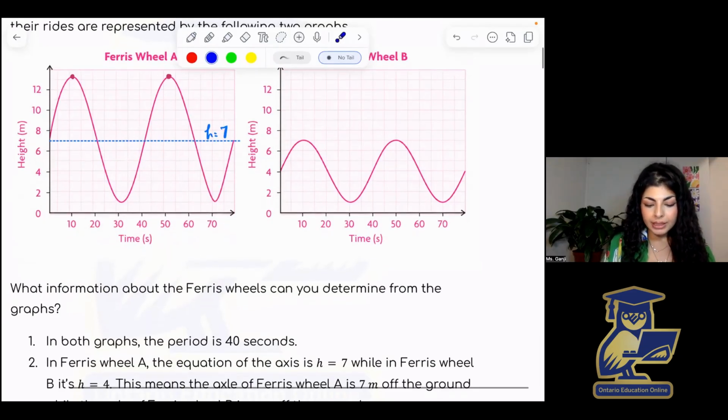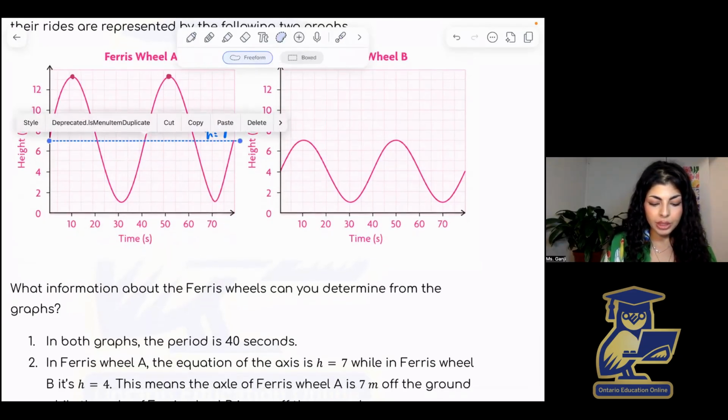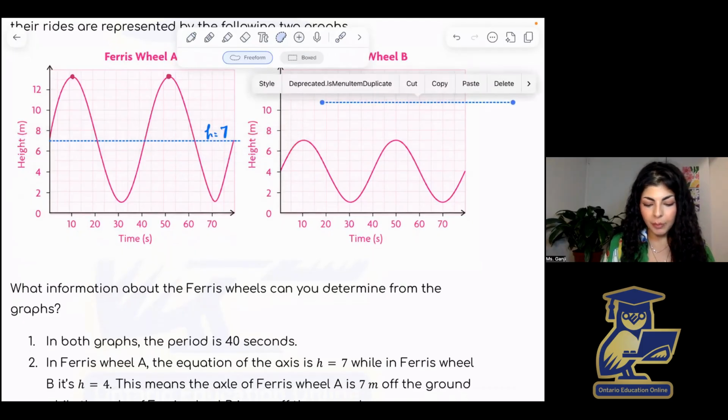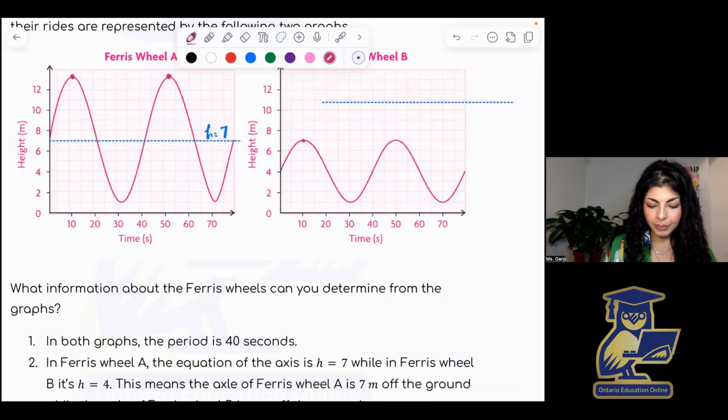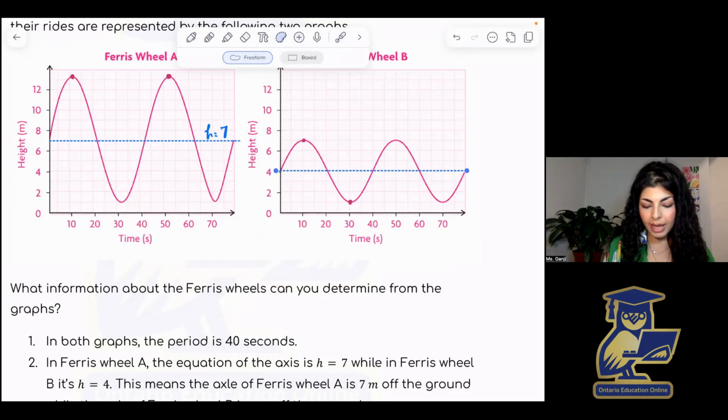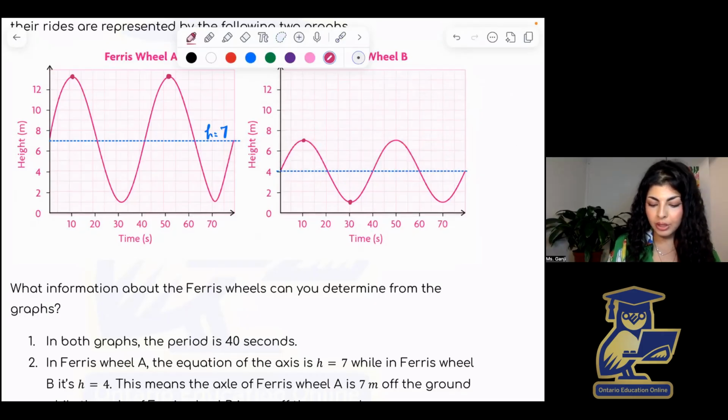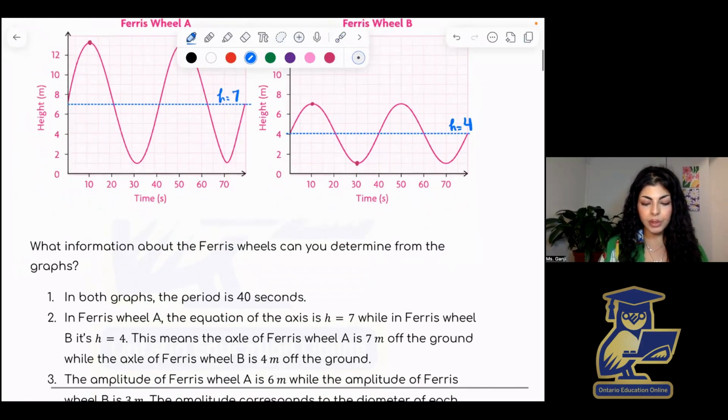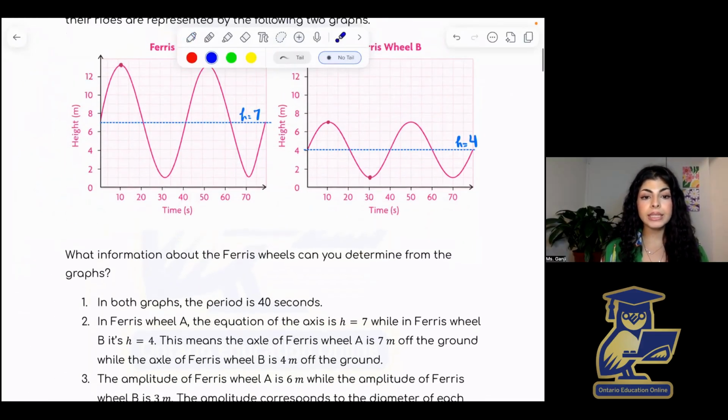And in the second graph, the equation of the axis, we again look at the maximum and the minimum. So the maximum here is 7, the minimum is 1. So 7 plus 1 divided by 2 is going to be 4. And the equation of the axis will be h is equal to 4. So what this means for us in terms of the problem is that in Ferris wheel A, the axle, which is the center of the Ferris wheel, is 7 meters off the ground, whereas the axle of Ferris wheel B is 4 meters off the ground.